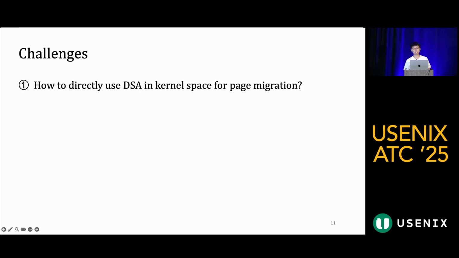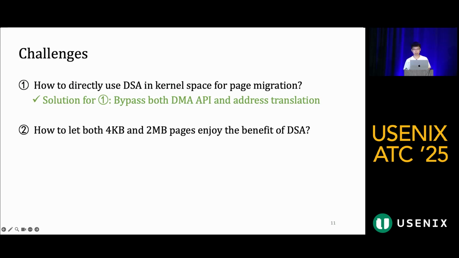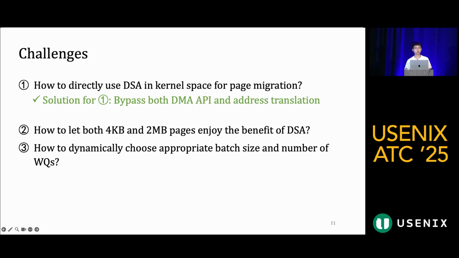Based on these observations, we identified several key challenges that need to be addressed. First, how to directly use DSA in kernel space for page migration. Since naively using DMA APIs and IOMMU address translation introduces extra overhead and complexity, we choose to bypass both, enabling DSA direct access to physical addresses in kernel space. Second, how to let both 4 kilobyte and 2 megabyte pages enjoy the benefit of DSA. And third, how to dynamically choose appropriate batch size and number of work queues.